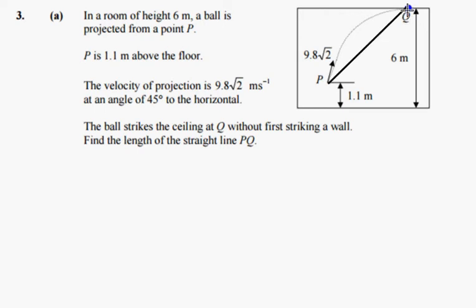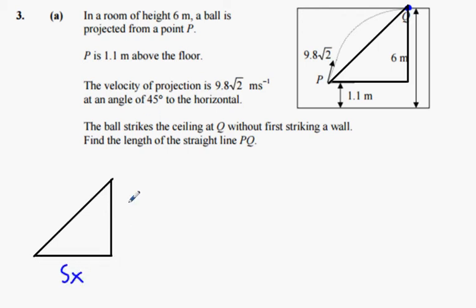PQ. Now PQ is made up of what two components, guys? PQ is made up of an Sx and an Sy. Would you agree with that? And if I were to use Pythagoras' theorem, I could find the length of PQ quite quickly. So my goal for the question is: Sx and Sy give me PQ. Okay, so that's the first little bit of work done.